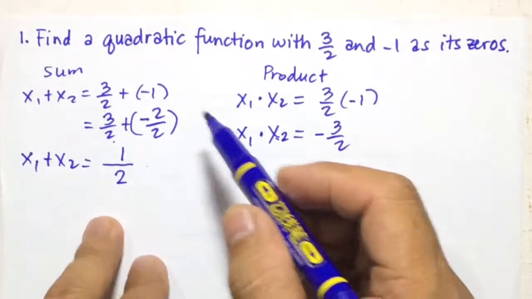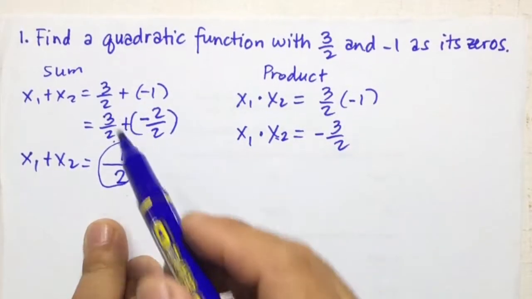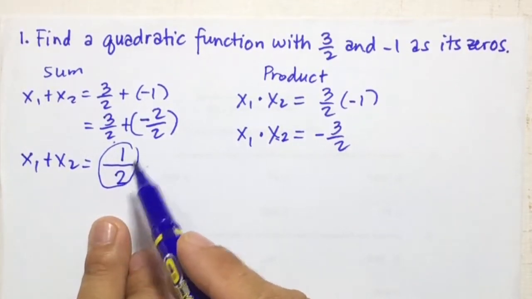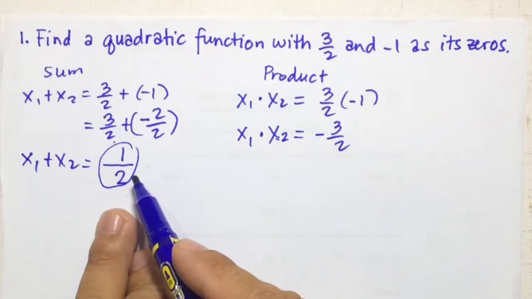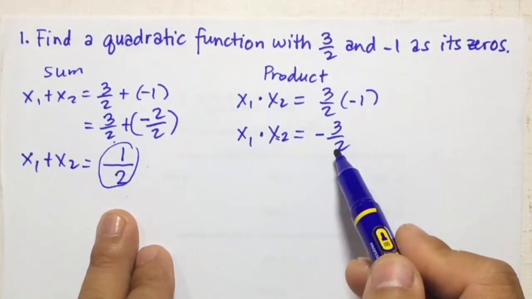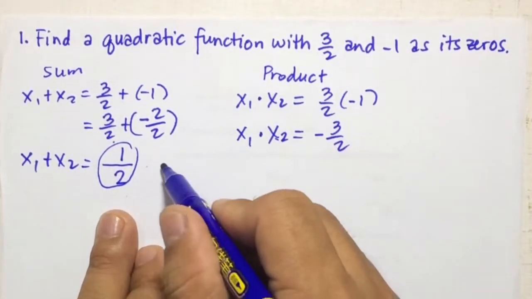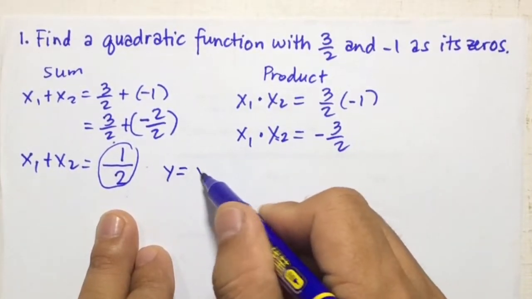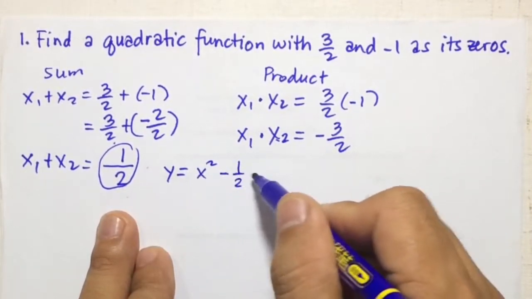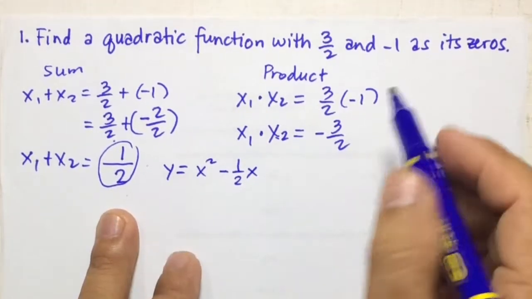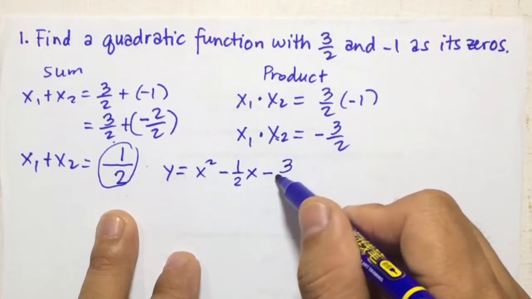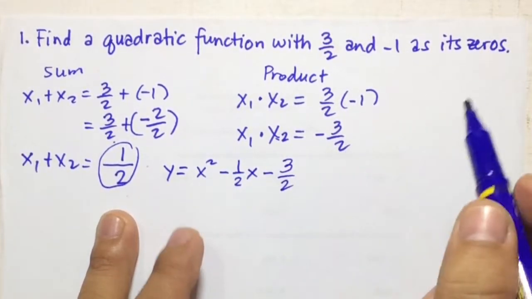Now, we'll just find the negative of this sum here. So we're going to have negative of 1 half, and that will be the numerical coefficient of x, and this is the constant term. So your required function here will be y equals x squared. The negative of this one is negative 1 half x. Then the constant term minus 3 halves c over a.